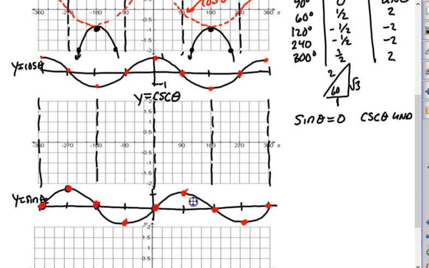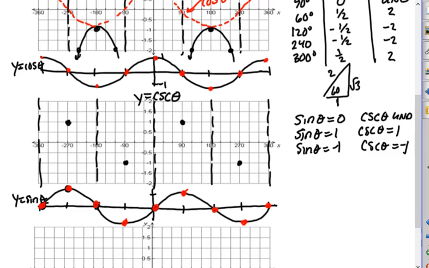Now wherever sine of theta equals 1, cosecant of theta equals 1. Wherever sine of theta equals -1, cosecant of theta equals -1. So they're going to share these points. So we have a point here at 90 and 270, -1, and so forth. All right, so we have those points.